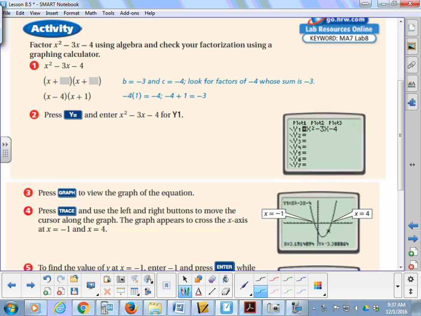So the first thing we're going to do before we do the special factoring today, we're going to look at just taking our calculator and learning how to factor with our calculator. So take x squared minus 3x minus 4 and put it into your y equals.